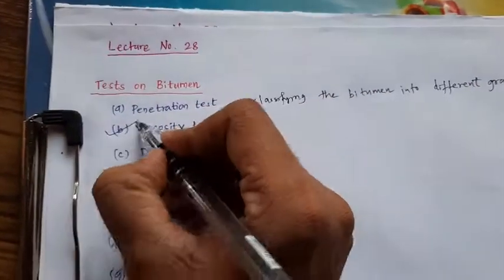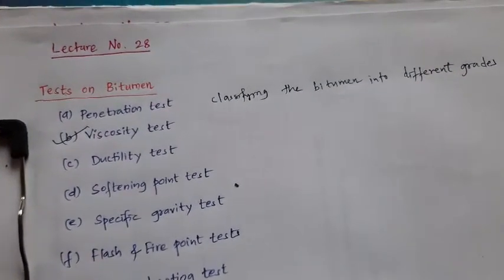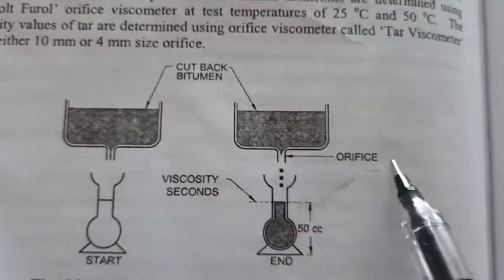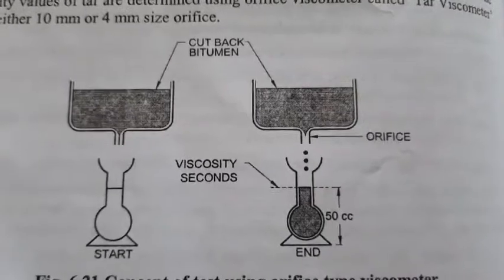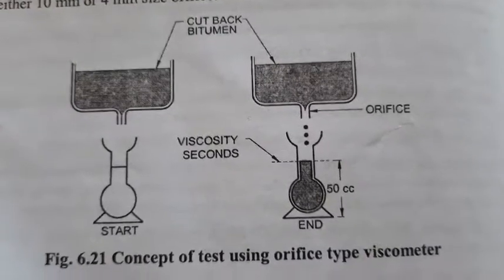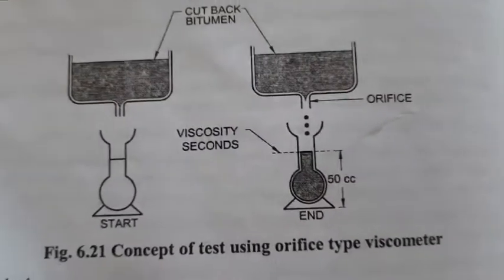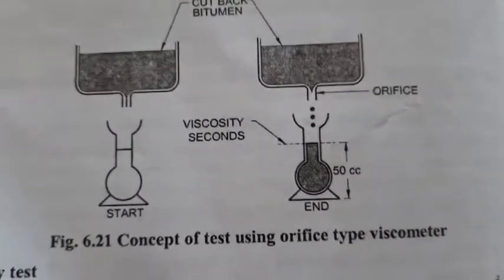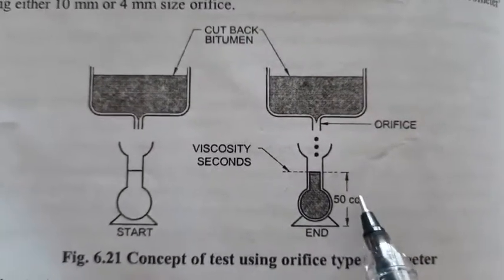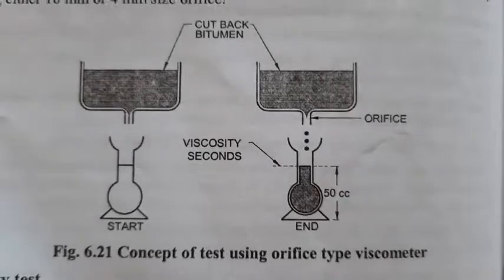Next is viscosity. In viscosity, let me try to show the picture. Here we have the cutback bitumen in a beaker which is fitted with an orifice. When you give some heat to the cutback bitumen, it flows freely through the orifice. We have a standard collector of 50 cc, or sometimes we use 100 cc. The time taken to fill the 50 cc beaker tells us the viscosity of the particular sample.